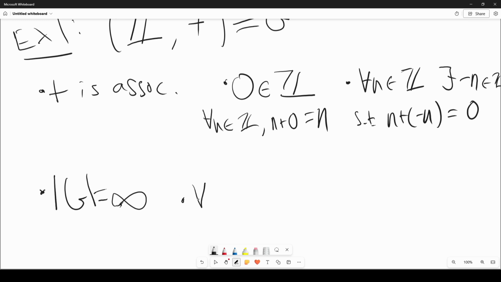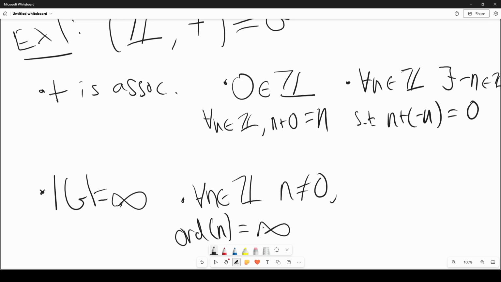Also, if we look at any integer that's not equal to 0, the order of that integer is also infinity. The reason is that if you just add it to itself, it never goes down to 0, it just keeps on increasing. So if you looked at n equals 2, it just goes 2, 4, 6, 8, and so on, and never goes down to 0. Of course, if n does equal 0, then the order would just be 1, because 0 added to itself is 0.